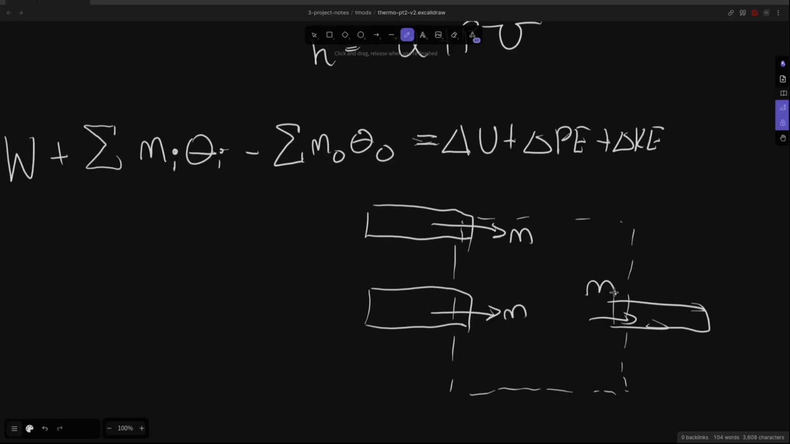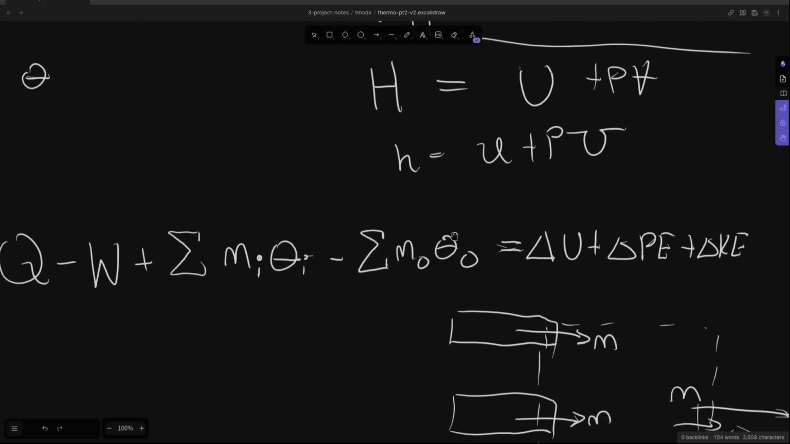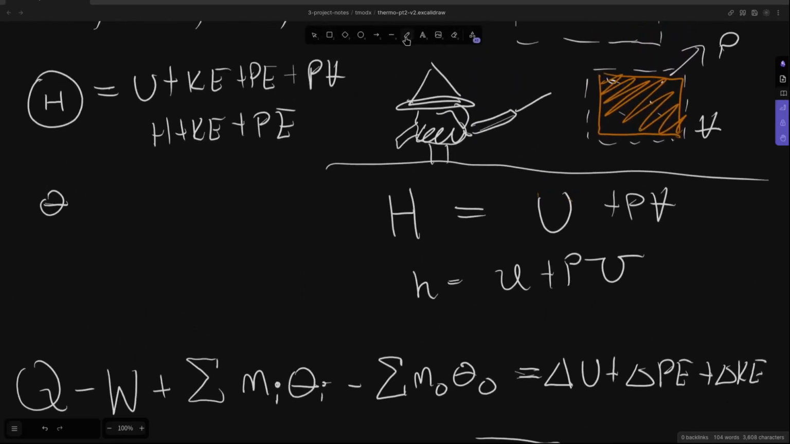Basically, all of our mass transfer times the energy per unit mass is going to give us the energy coming in the form of mass. Then if we subtract the mass coming out times the energy per unit mass coming out, that'll give us all of our energy flowing out. So our energy per unit mass here is lowercase h plus lowercase ke plus pe, just like that.